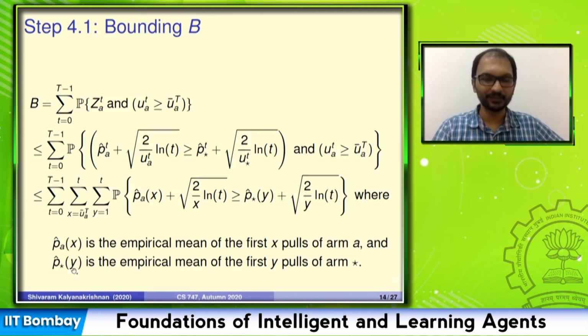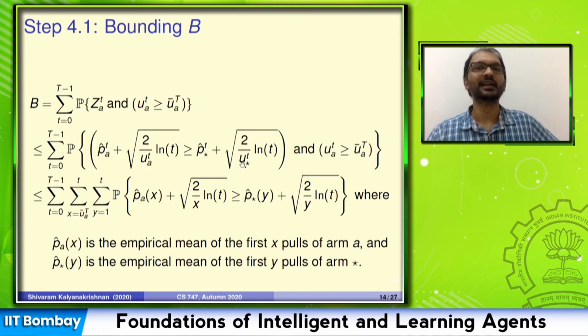y is the empirical mean of the arm after the first y pulls; p hat star y is the empirical mean of the optimal arm after y pulls of arm star. Now, in reality, when you're running the algorithm at time t, maybe arm A has been pulled 23 times, maybe arm star has been pulled 40 times. But we don't know this 23 and 40.